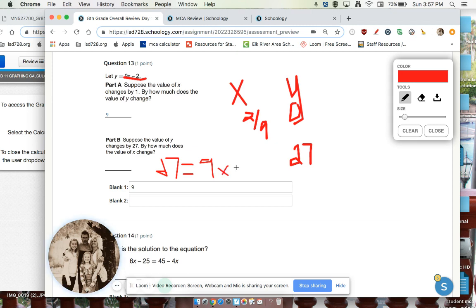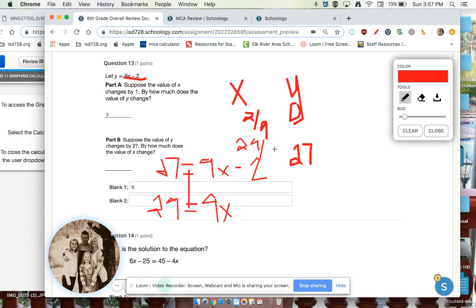So I'm going to add 2 to both sides. And when I add 2 to both sides, it's going to be 29 equals 9x. So I'm going to have to isolate my x. So I'll have to divide through by 9 because that's what's sticking to it. And it's not going to be pretty again. It's going to be 29/9. So now I have, the next one is 29/9.